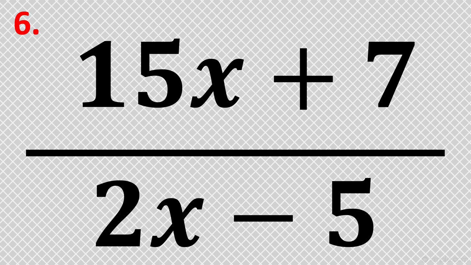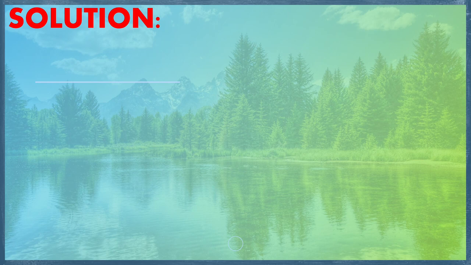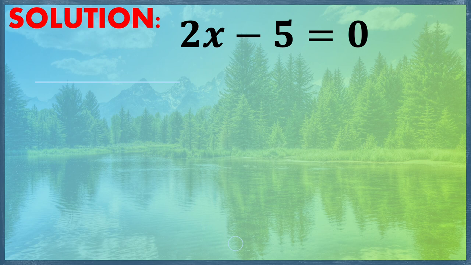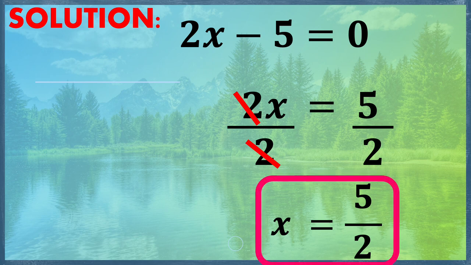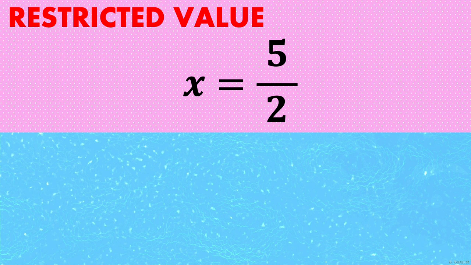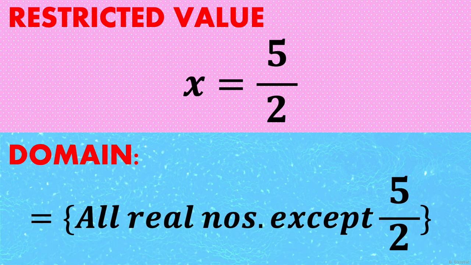Paano naman pag ganito ang na-encounter nyo? Ang denominator natin ay 2x minus 5. So, again, iseset natin yung denominator as 0. So, since meron tayong minus 5 sa left side ng equal sign, isi-simplify natin. So, we will be applying addition property of equality. So, mag-add 5 tayo left and right. So, it will have 2x equals 5. And then, division property divided by 2 left and right. So, ang value ng x natin is 5 over 2. The restricted value then is 5 over 2. The domain will be all real numbers except 5 over 2.